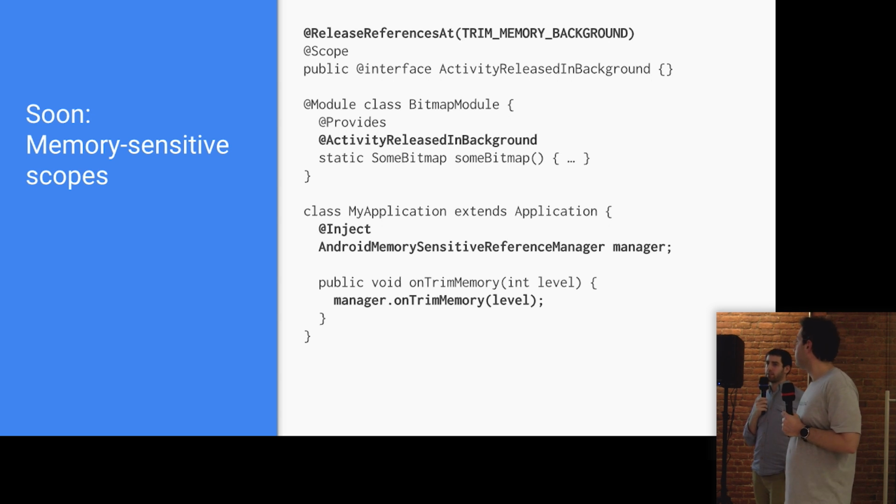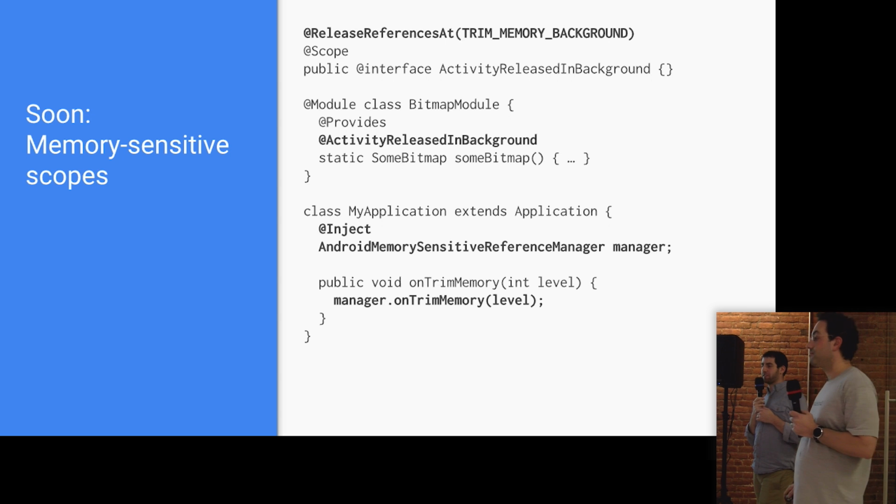We have some plans to add some testing infrastructure to make sure that, let's say you're using Android memory sensitive, but then you're also retaining a strong reference somewhere and you're calling release and you think everything's being released, but it's actually being retained. We have some plans to add some test infrastructure to make sure that when you're using this, it's working as intended.